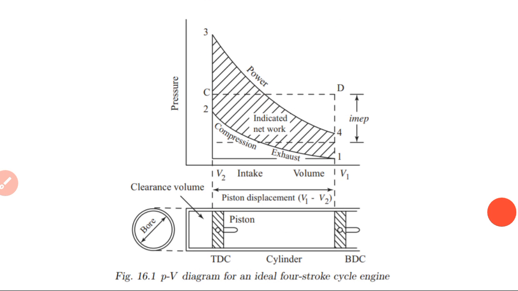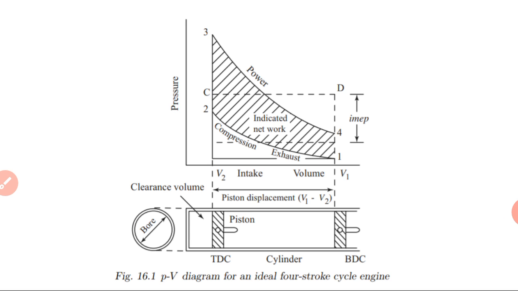So now, we have plotted the cycle for the ideal engine. This diagram is showing the PV diagram for an ideal 4-stroke cycle engine. 1 to 2 is the compression process, 2 to 3 is the heat addition process, 3 to 4 is the expansion process, and 4 to 1 is the heat rejection process. This diagram is indicating the cycle completed by an ideal 4-stroke engine.